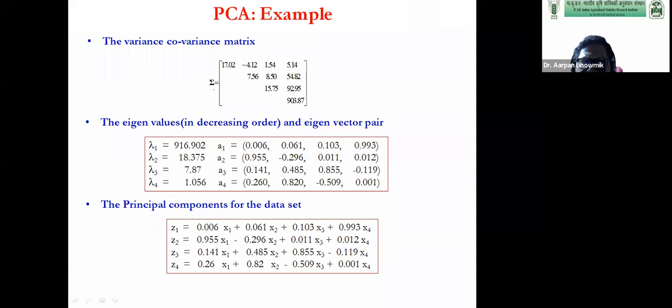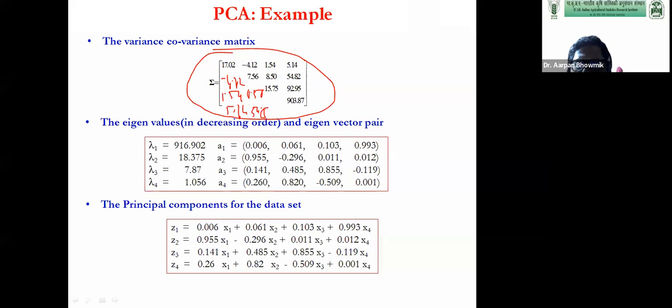Now, based on the data, the variance covariance matrix has been obtained. I have given the upper triangular form. It is a symmetric matrix, so the lower triangular will be in the symmetric form. For example, here it will be minus 4.12, here 1.54, here 5.14, then in the third here it is 8.50, symmetric. Then 54.82, and here 92.95, so symmetric.